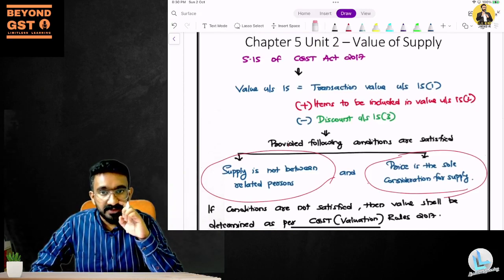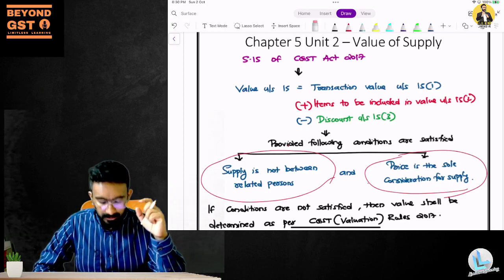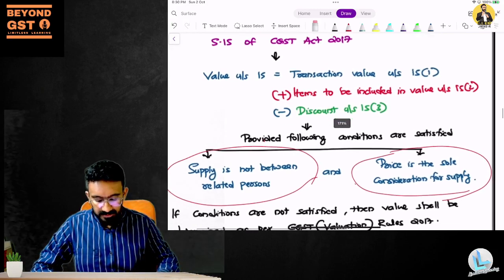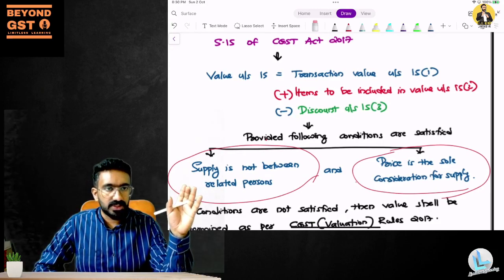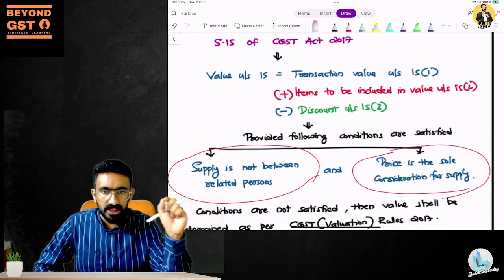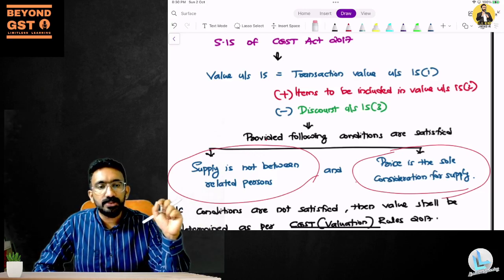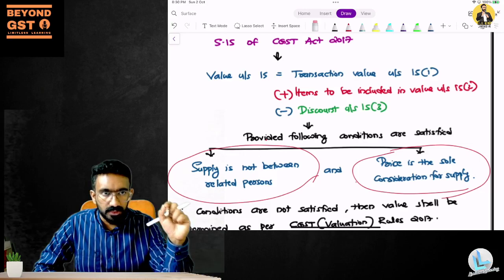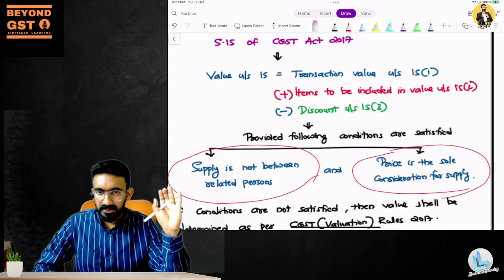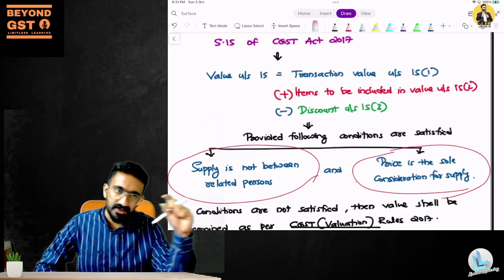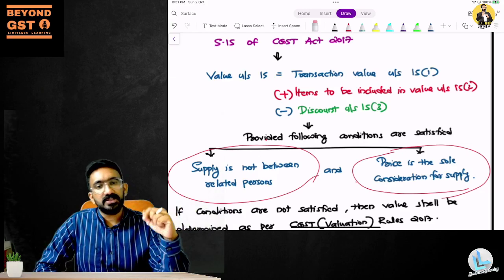Section 15 of the CGST Act 2017 talks about what is value. So what is value under section 15? Section 15 says only this much, you can see it on the screen. Value is nothing but transaction value under section 15(1) plus items to be included in value under section 15(2) minus discount under section 15(3). So value means transaction value, but there are things to be added and there is something to be reduced.